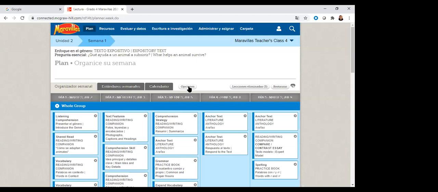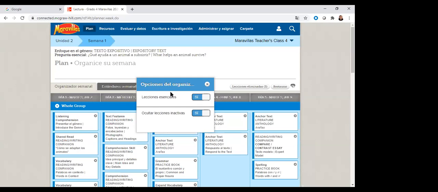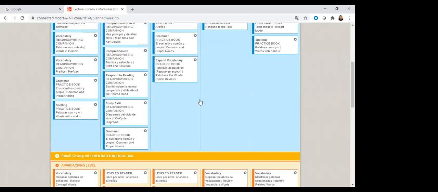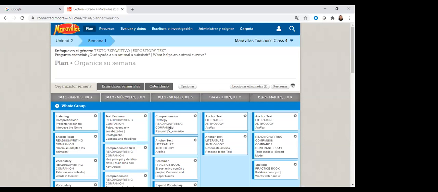Aquí también tienen what they call options. So you have an optional path. If I want to see all of the lessons, they're all on right now. As you see, they're all lit. If I turn on this, I only want to see essential questions or what we call core lessons. Then what it does is take away anything that was a review or an extension, and I just left the new learning for that week, all right? So you have those options.